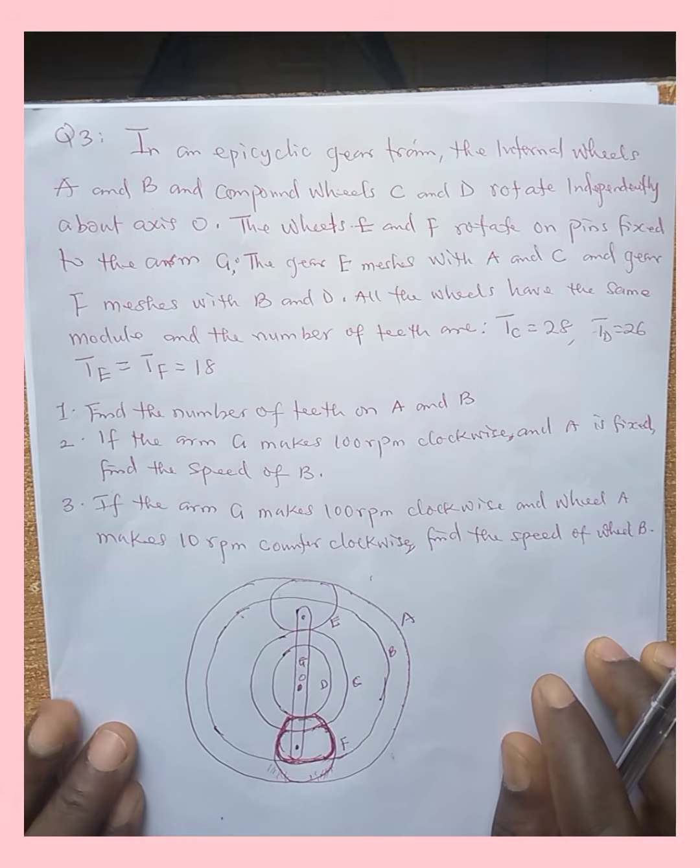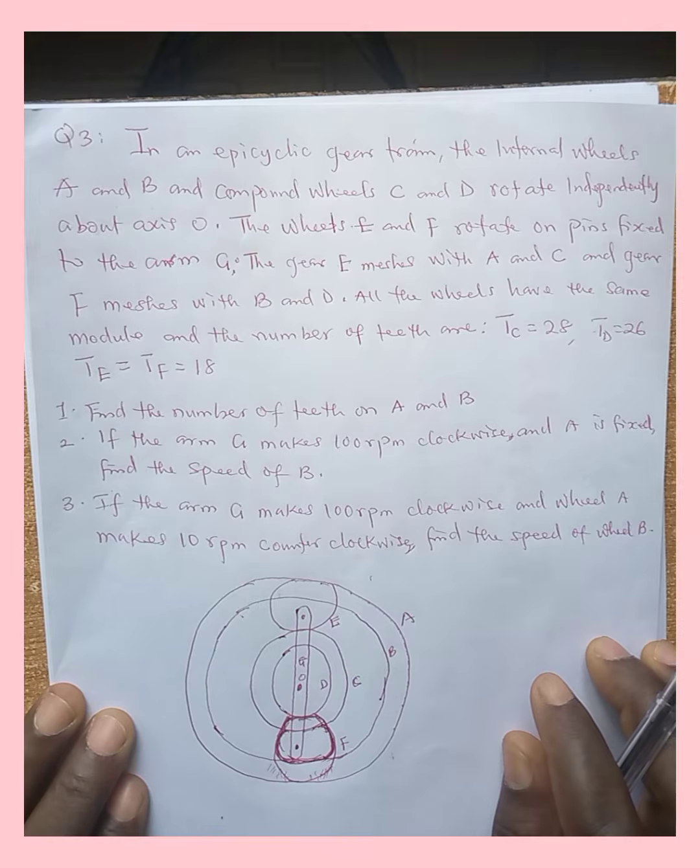Now, the question says we should find the number of teeth on the gear A and B. Then the second question says if the arm G makes 100 RPM clockwise and A is fixed, we have to find the speed of B. And the third question says if the arm G makes 100 RPM clockwise and wheel A makes 10 RPM counterclockwise, we have to find the speed of wheel B.